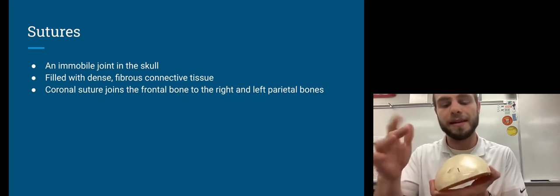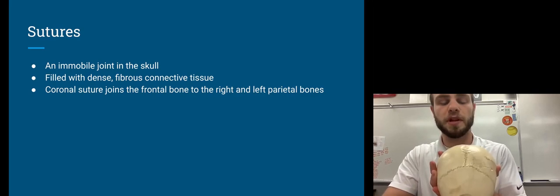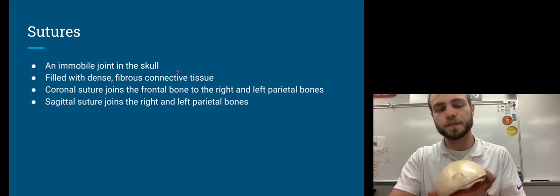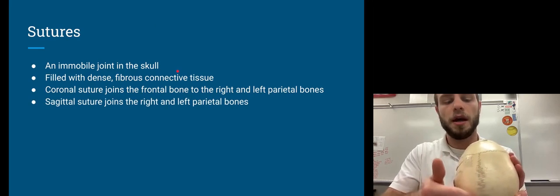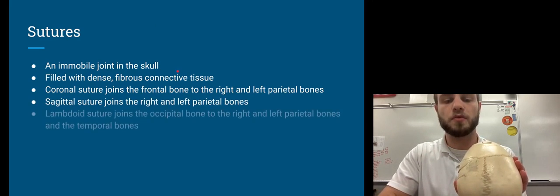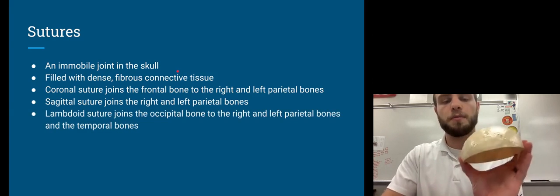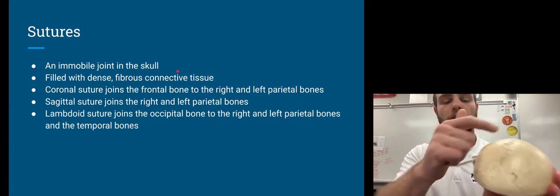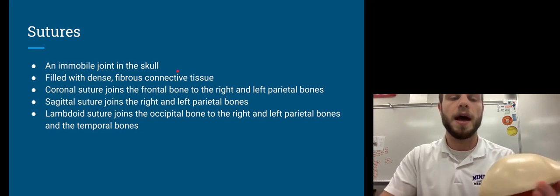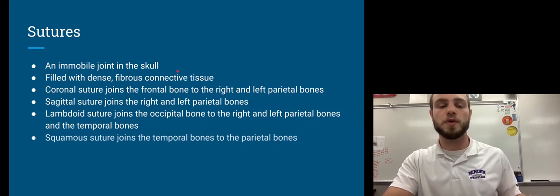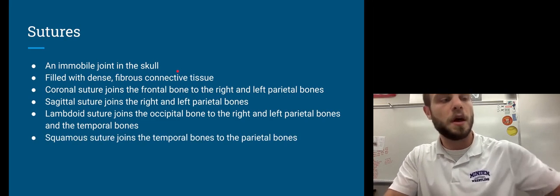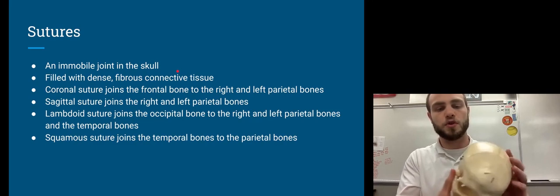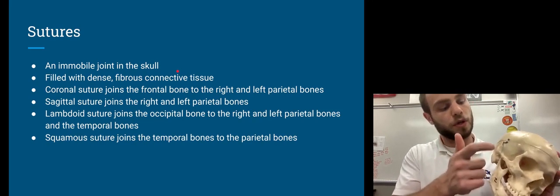Think it runs along-ish the coronal plane. It's sort of a little V-shaped, so it's not exactly the coronal plane, but it is very close. You have the sagittal suture. This one's a very pronounced one, joining the right and left parietal bones. And on the posterior side, you have the lambdoid suture, joining the occipital bone to the right and left parietal bones, and it actually does extend all the way over here to join the occipital bone to the temporal bones. Here on the lateral portion of the head, you have the squamous suture, which is going to join the parietal bone to the temporal bone.